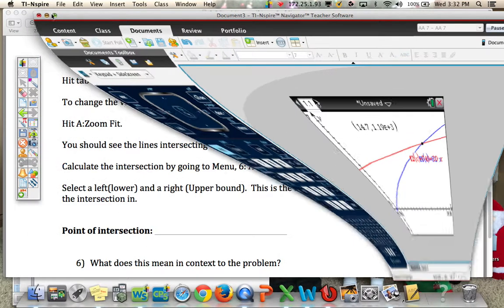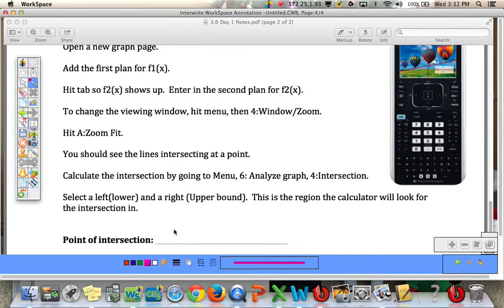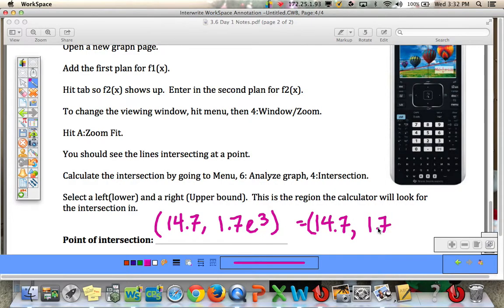So let's write down that and what it means. Point of intersection is 14.7 and 1.7 E3. So what that means, 14.7, this is scientific notation. It means move the decimal place over 3 times. So 1.7 E3 is 1700. So we have these two numbers, 14.7 and 1700 for this point of intersection.